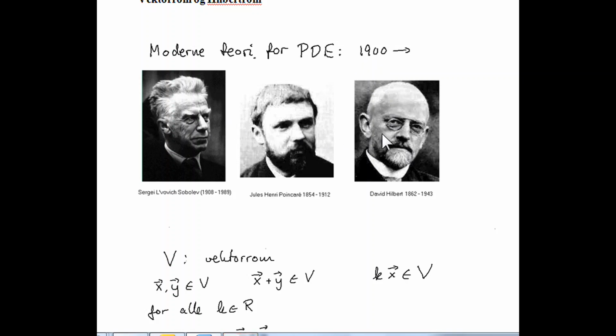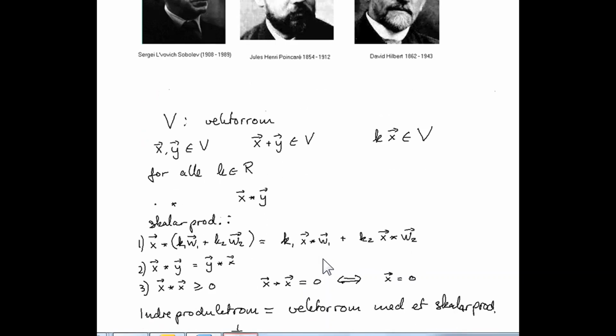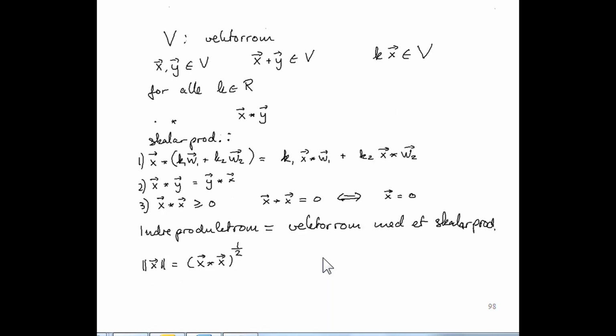Here are some major mathematicians who have contributed to the modern theory: Sobolev, Poincaré, Hilbert. There are many other great mathematicians who have made very big efforts in this field. Let us just recall some important aspects of linear algebra before we continue.